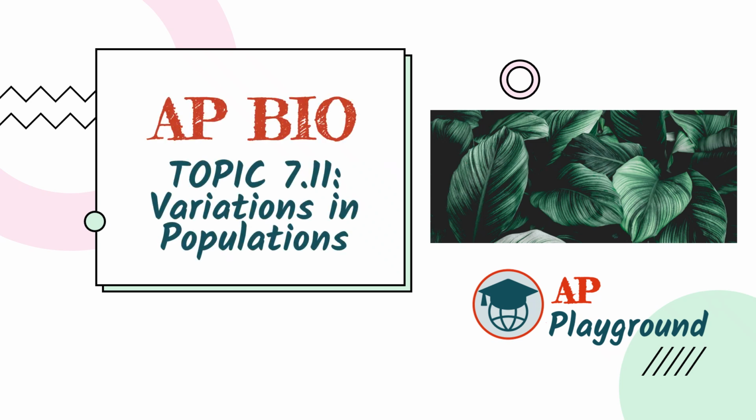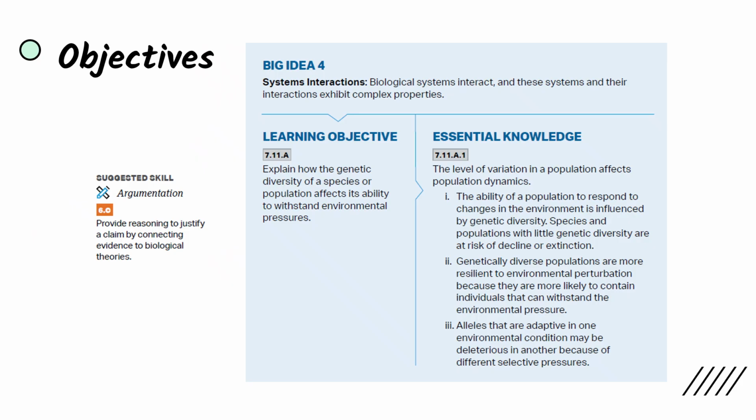Today we're covering topic 7.11, Variations in Populations. Fairly short lesson today, but our focus is explaining how the genetic diversity of a species or population affects its ability to withstand environmental pressures, and we'll especially be discussing the benefits of genetic diversity. And our suggested skill is argumentation 6C, provide reasoning to justify a claim by connecting evidence to biological theories.